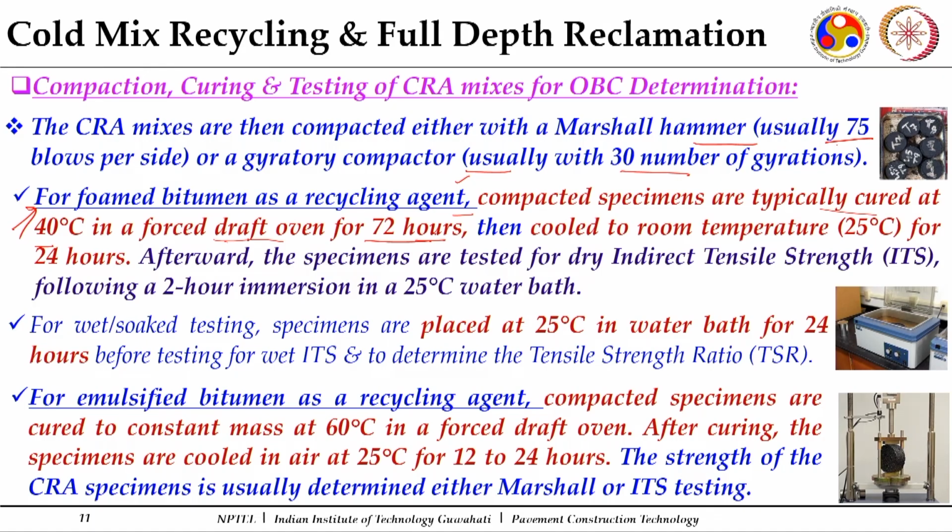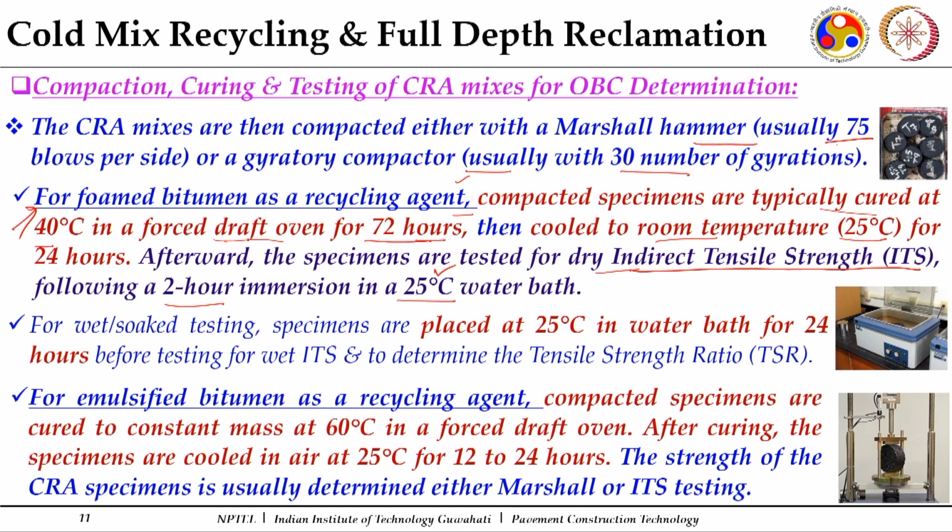So, first a curing is done at 40 degree centigrade for 72 hours, and then the specimens are cooled to room temperature at 25 degree centigrade for 24 hours. This is how the curing is done specifically for foam stabilized mixes, and then these can be tested for the indirect tensile strength. For indirect tensile strength, as the test is to be done at 25 degree centigrade, we keep these specimens for 2 hours at 25 degree centigrade and then we go for the indirect tensile strength.